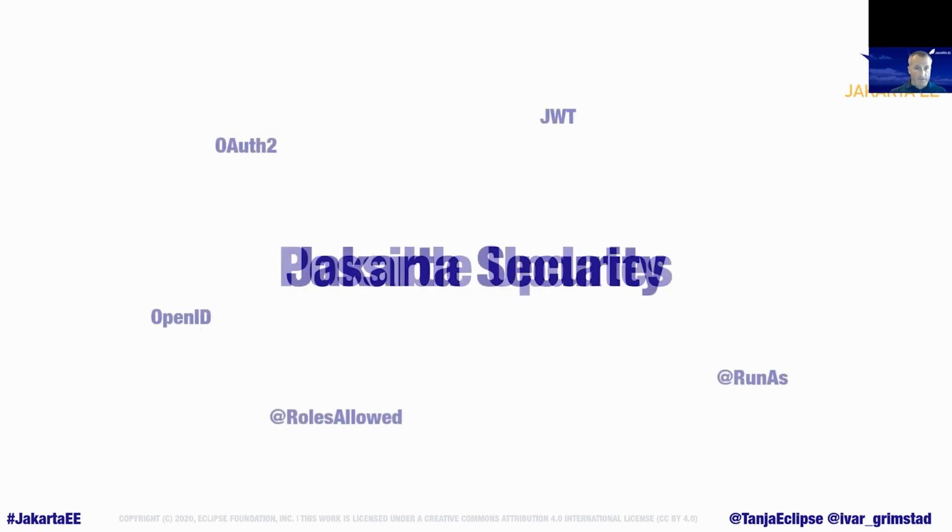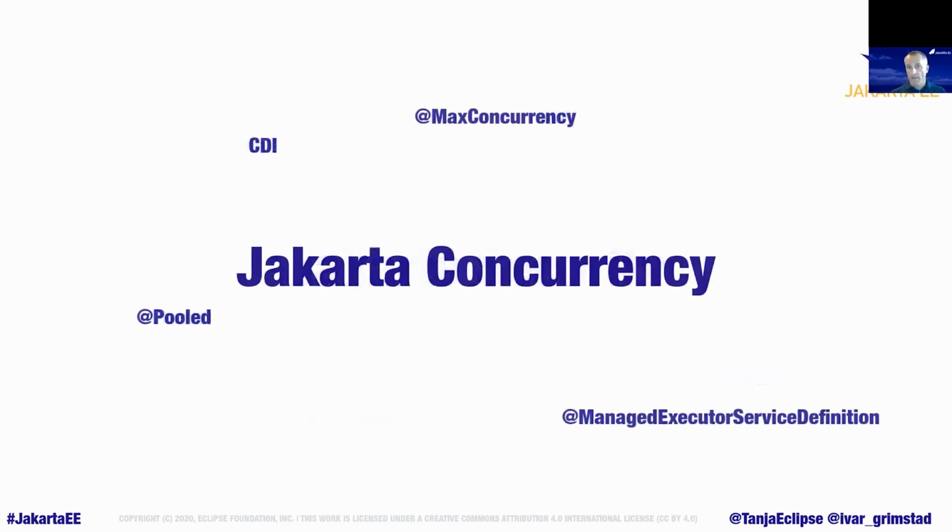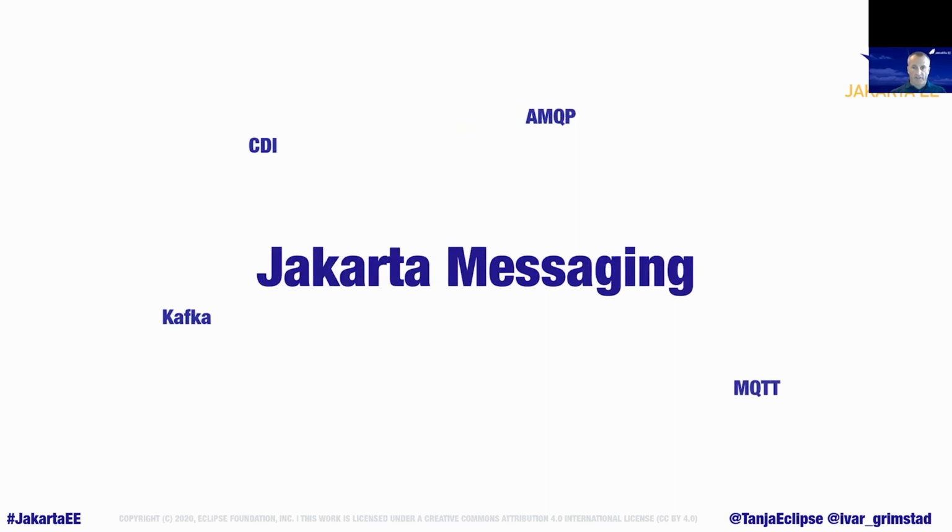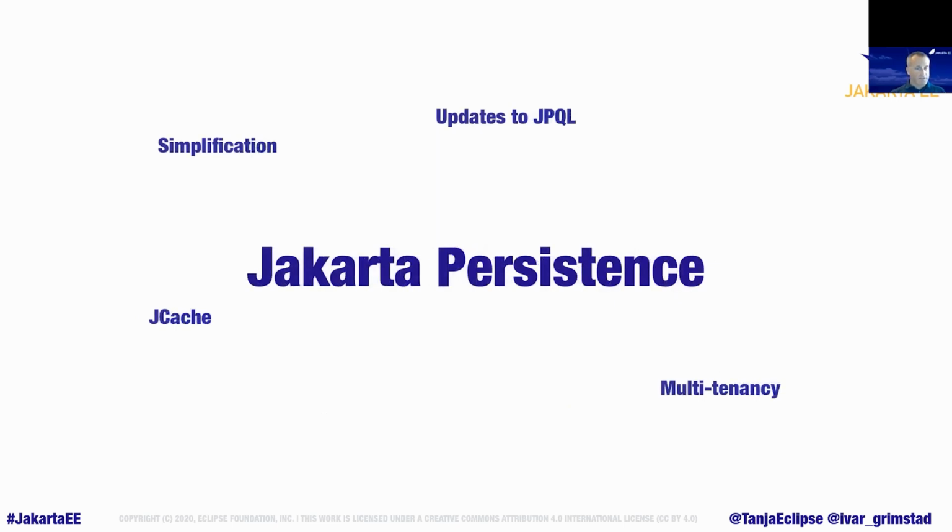Some other possible updates. We want to look at Jakarta Security. There are some ideas around adding OAuth, JSON Web Tokens, etc. We want to look at Jakarta Concurrency, make it a little simpler to use, more CDI friendly. Jakarta Messaging, maybe add some other messaging types like AMQP, Kafka, MQTT, etc., and also make it better aligned with CDI. And Jakarta Persistence can be simplified, maybe even think about NoSQL in this context, adding some standardized caching like JCache, for example.